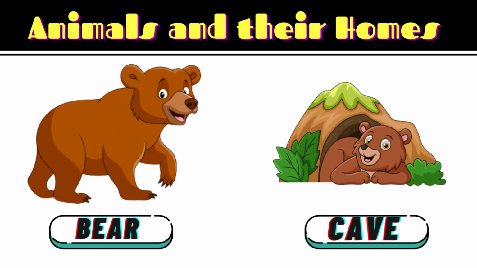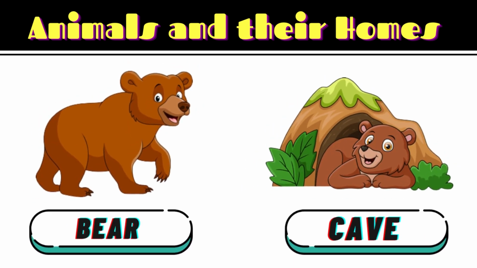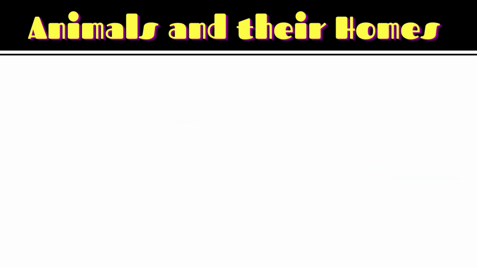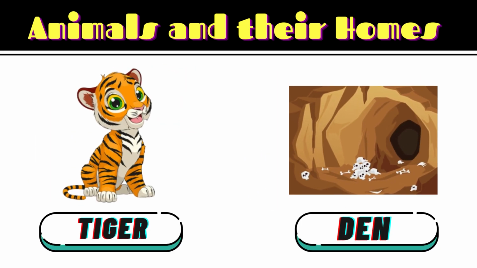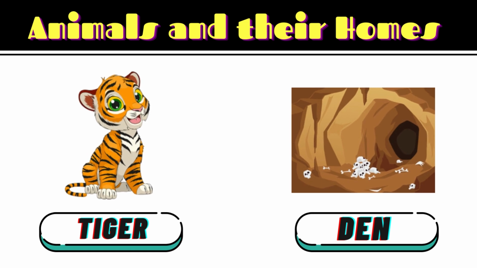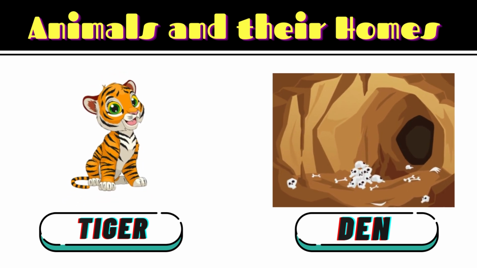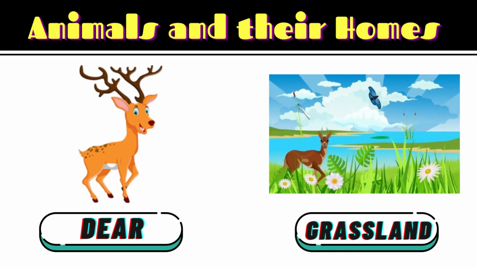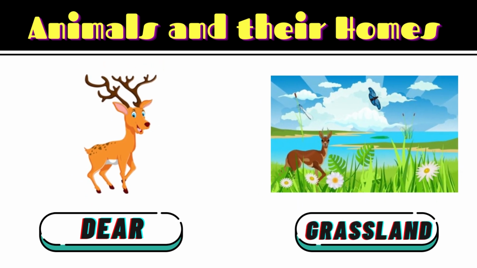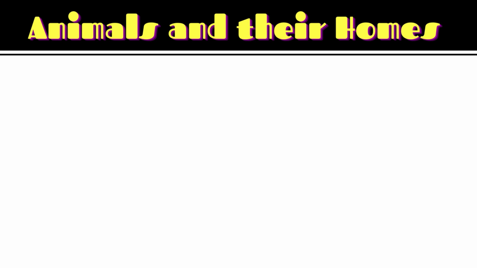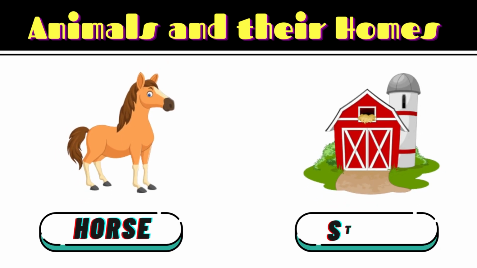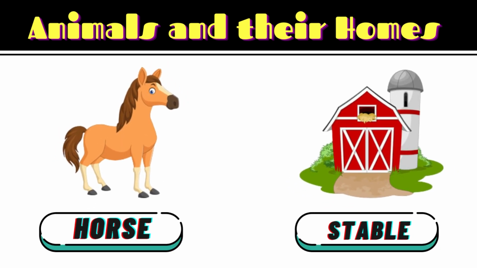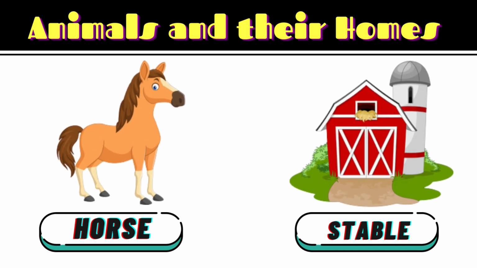Bear. Bear lives in a cave. Tiger. Tiger lives in a den. Deer. A deer lives in a grassland. Horse. A horse lives in a stable.